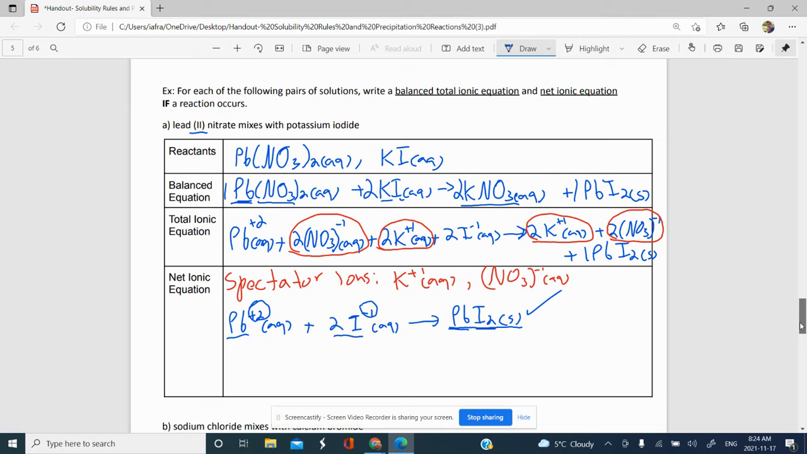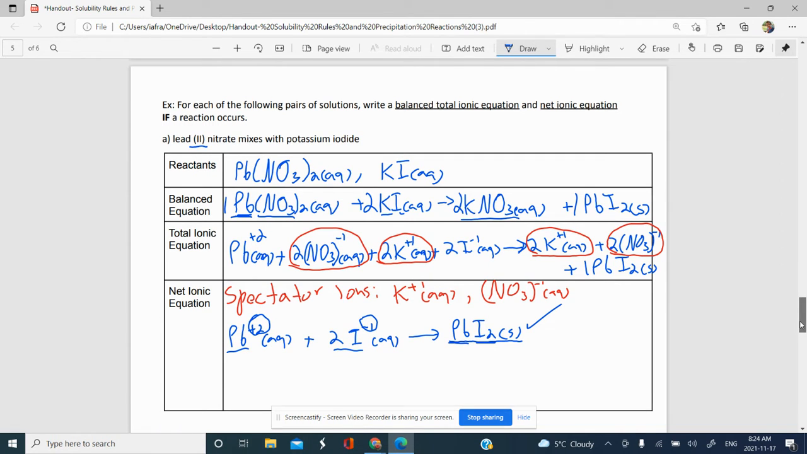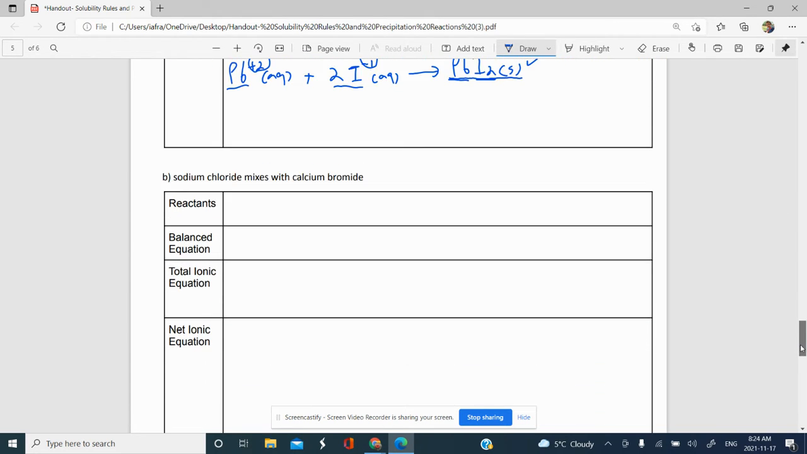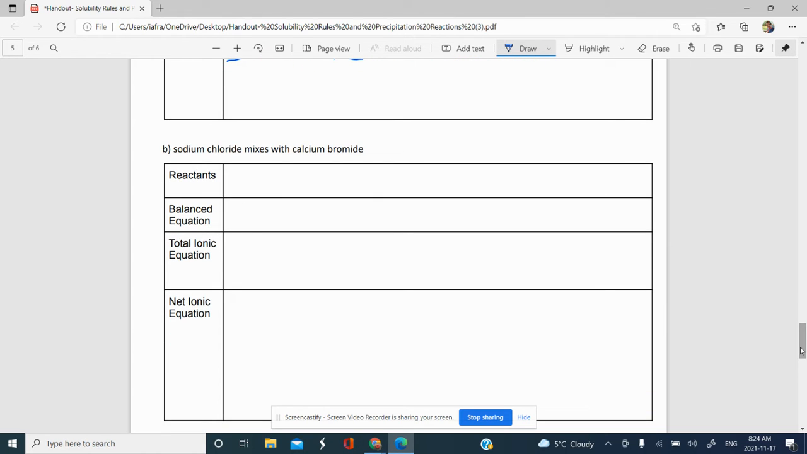So hopefully you tried this on your own and you marked yourself and assessed yourself as you went through this. Let's try the next one. Try it on your own first, and then assess yourself to see that you're on the right track. So we have sodium chloride mixing with calcium bromide.